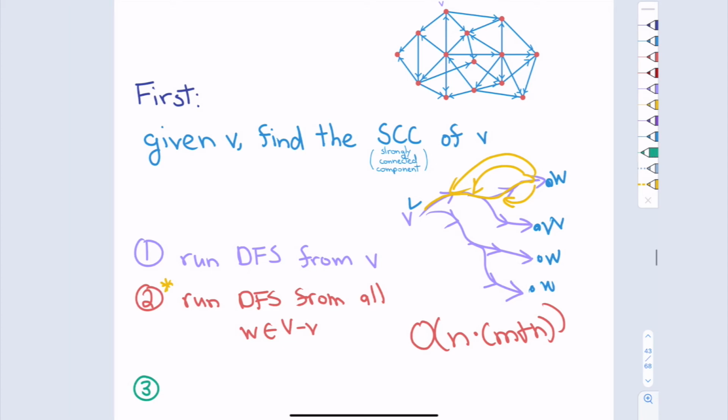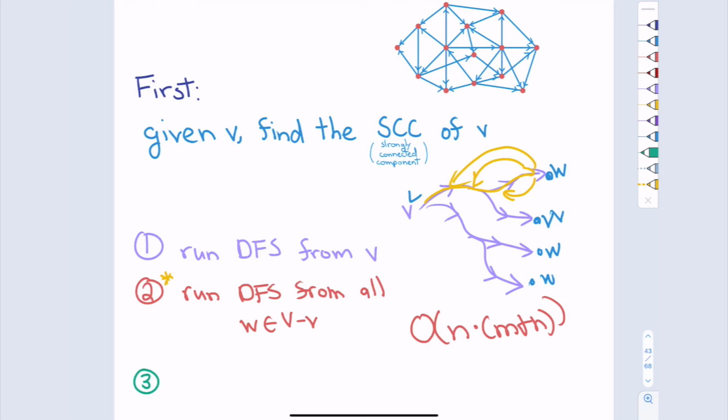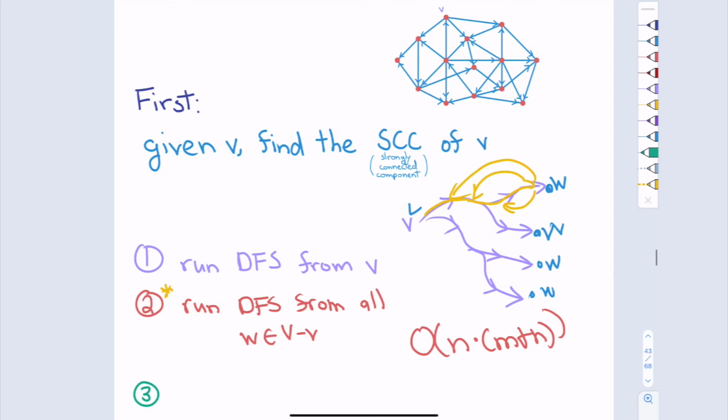So let me give a big hint. This class is called algorithms, but sometimes the secret to the class is we rarely make a new algorithm. We think about how to use the algorithm. So the hint is: don't change the algorithm. Change the graph.